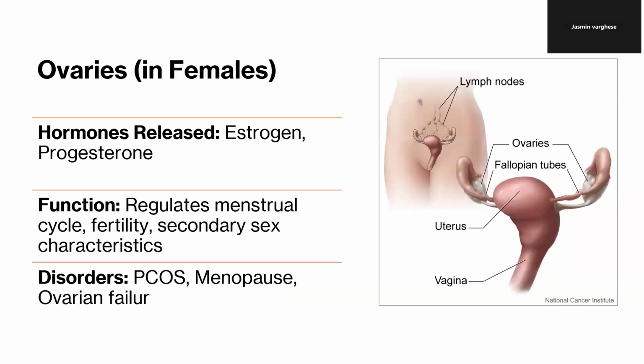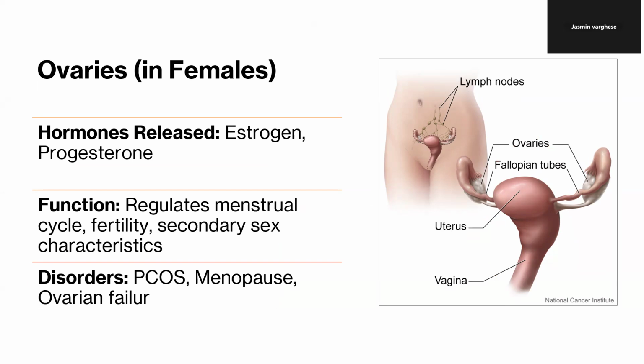Next is the ovaries. Ovaries can be seen in females. In this image clearly you can see ovaries are releasing estrogen and progesterone and it regulates the menstrual cycle and is also responsible for the production of ovum. Any abnormalities can lead to PCOD, menopause and ovarian failure. PCOD, menopause and ovarian failure will be discussed in detail in another class.